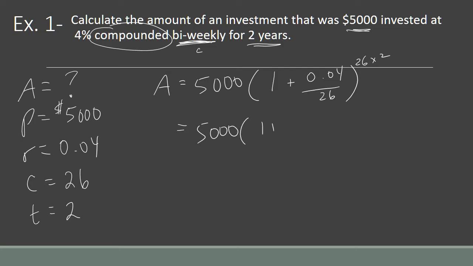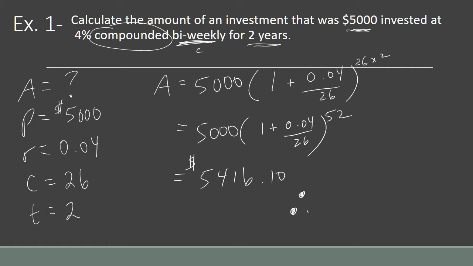Don't forget to do your exponent first. 26 times 2, 52, and then enter it just like you see it. 5,000 bracket 1 plus 0.04 divided by 26, close bracket, exponent 52. Since it's money, remember, even if I don't tell you, 2 decimal places. Hopefully you get $5,416.10.